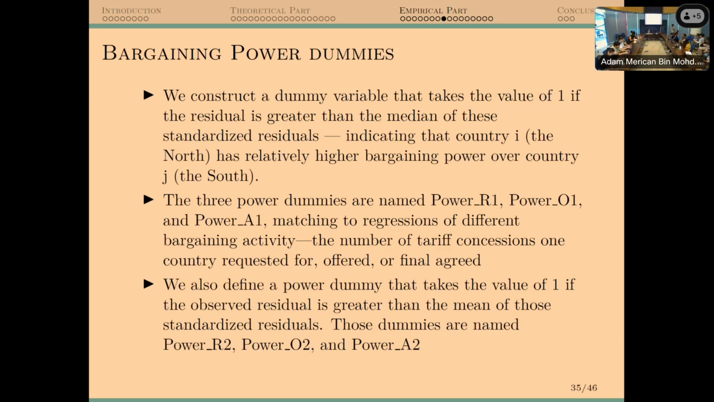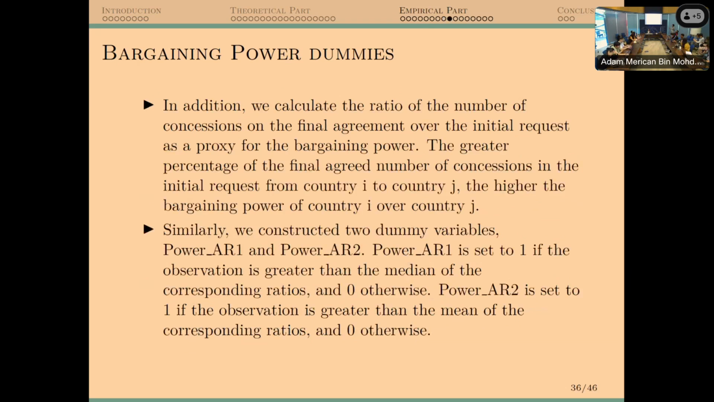I think you have about 5 minutes. So we also tried with the percentage. It is the ratio of the number of concessions on the final agreement divided by the initial request, as a proxy for bargaining power. Of course, the higher percentage means the higher bargaining power over the South country, because your request has been accepted by the South country. So similarly, we constructed the power AR. So this is the ratio.